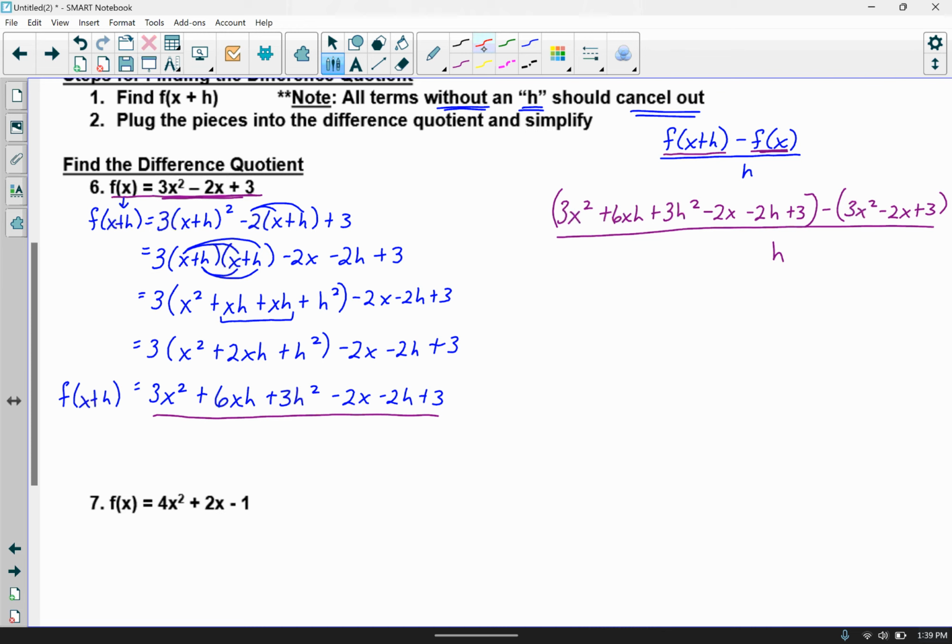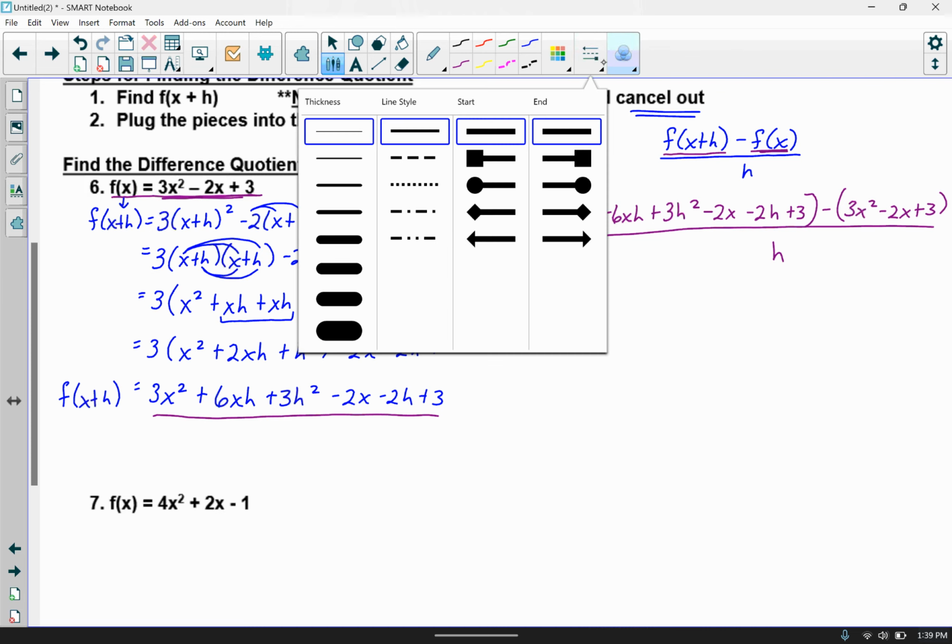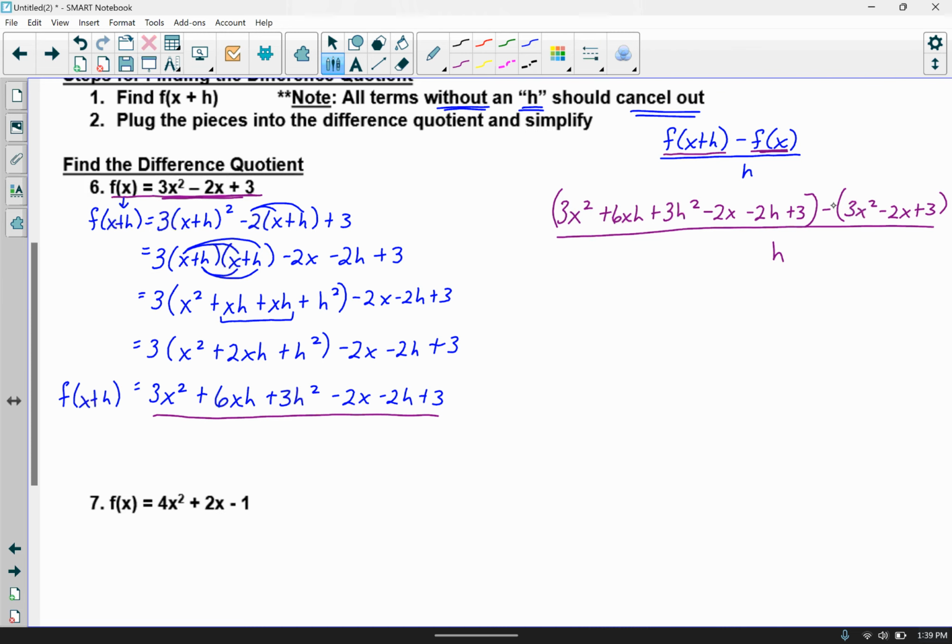Okay. Now from here, just like we saw earlier, this is a minus sign sitting in front of that parentheses. So that's a negative 1 that's got to be distributed through. So I'm just going to burn a step here, just bringing down that first parentheses. I'm distributing my negative 1 through, so minus 3x squared, negative times negative, so positive 2x, negative times a positive, so minus 3, all over h.